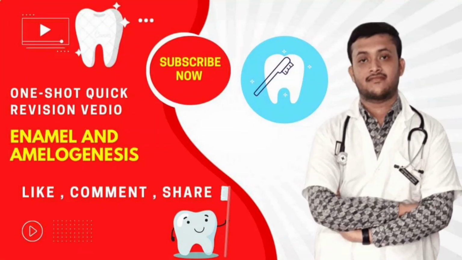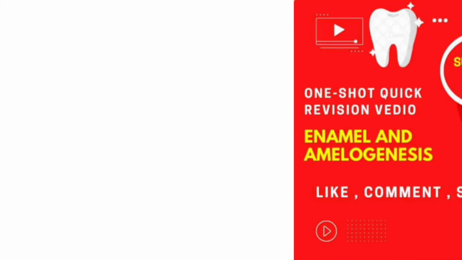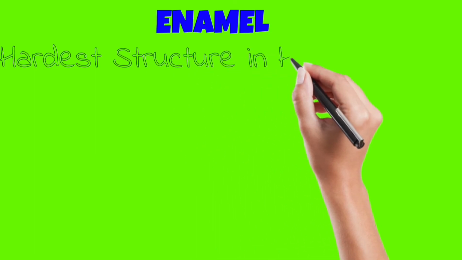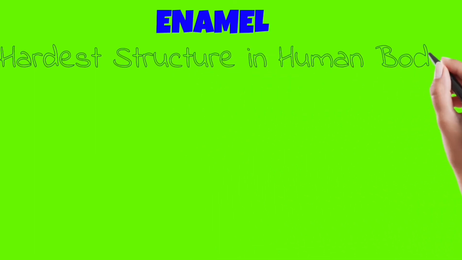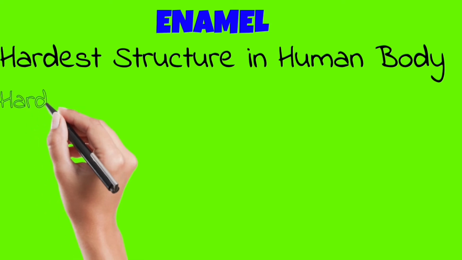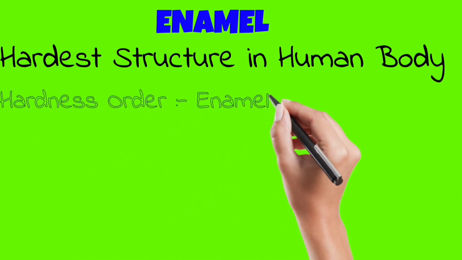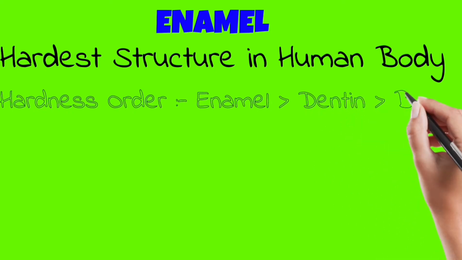Today our topic is enamel and amelogenesis. The first part is enamel. So let's start with the enamel. Enamel is the hardest structure in the human body. The hardness order is highest in the enamel, followed by dentin, and finally the least is the bone.